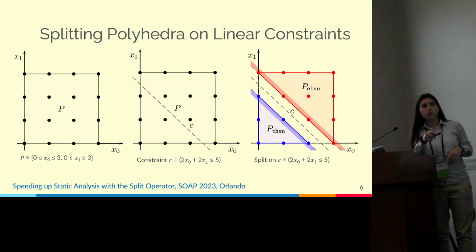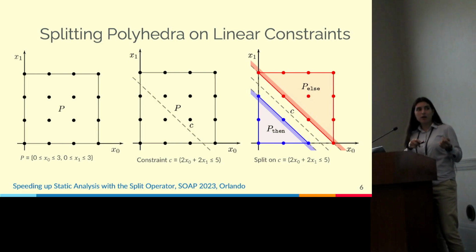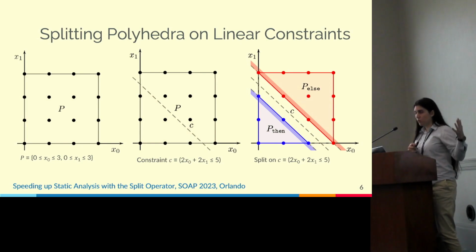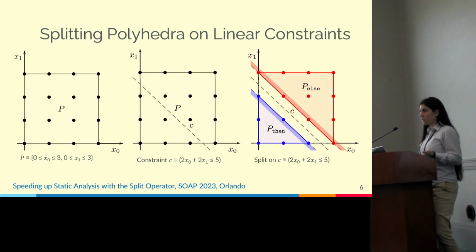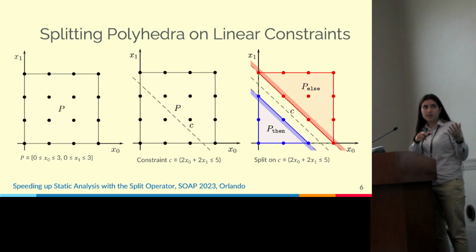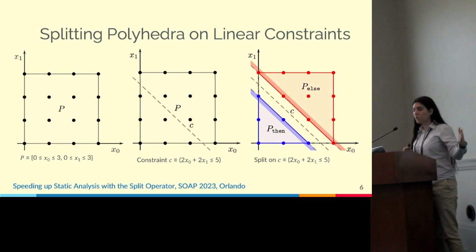So we are able to produce the blue part of the polyhedra, the then part of the polyhedra that meets the condition, and the else part of the polyhedra that meets the negation of the condition. As you can see here, you may ask, why is there a gap between the two polyhedra? This is because we are working on a discrete domain, so the polyhedra cannot assume the values inside this. This is because of the discreteness of the integer domain.